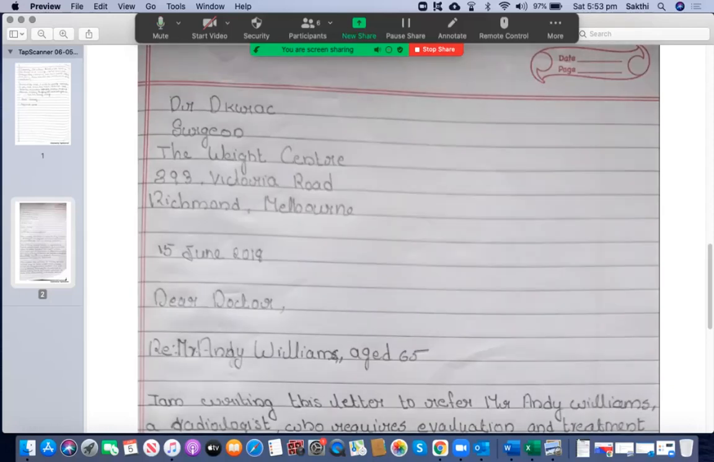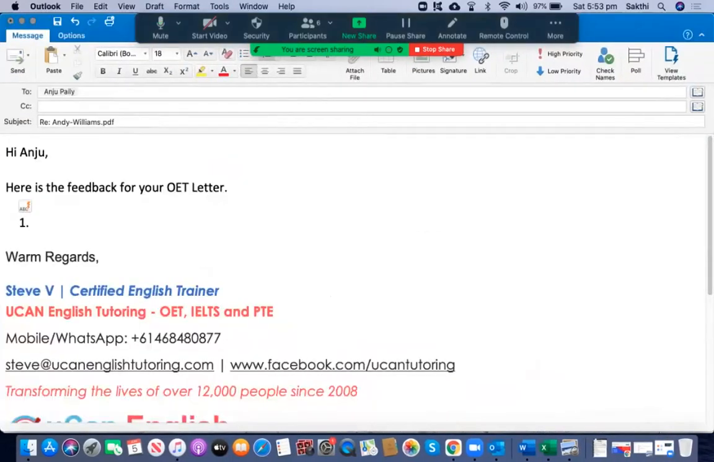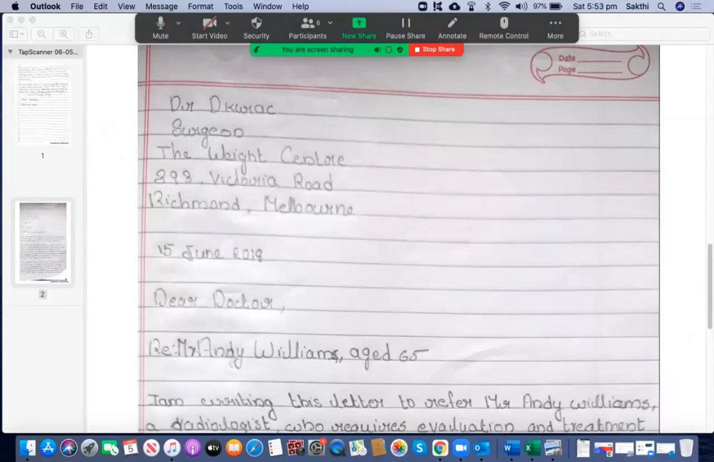So you have written on Dr. Dekuruk, isn't it? Is that the correct spelling? Yes. Okay, so surgeon, right? The weight center. You should use "the surgeon" instead of just saying "surgeon". The surgeon, the weight center. 393 Victoria Road, Richmond, Melbourne. All right, I'm happy with that.